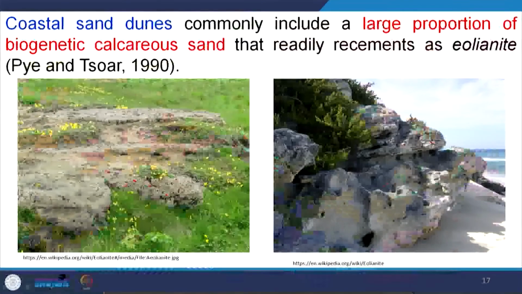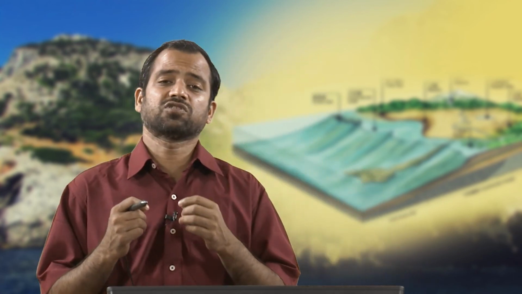And in the eolinite, the most abundant constituents are calcareous materials of biogenic origin, because we have remnants of organisms near the coast, either plant material or maybe animal material. So, this whole system is consolidated together and a somewhat odd smell you will feel there.